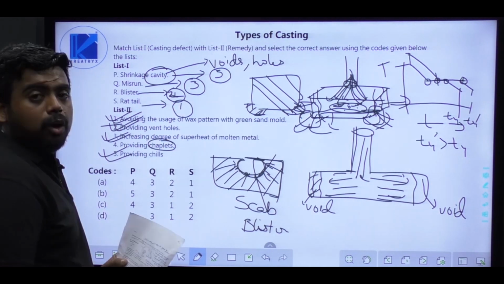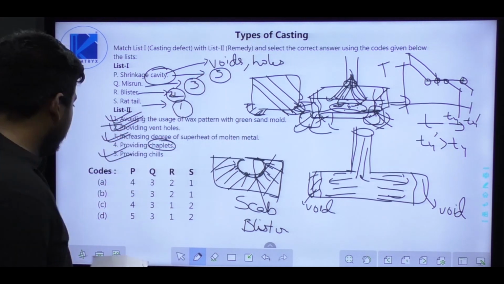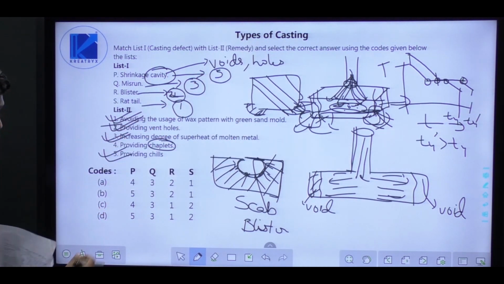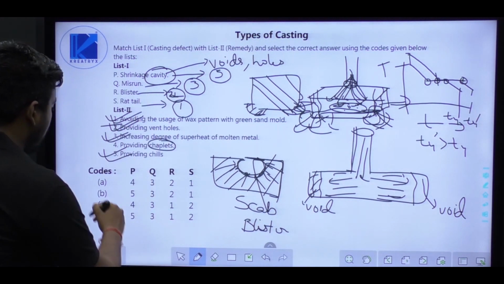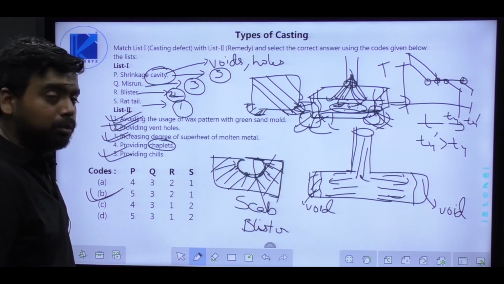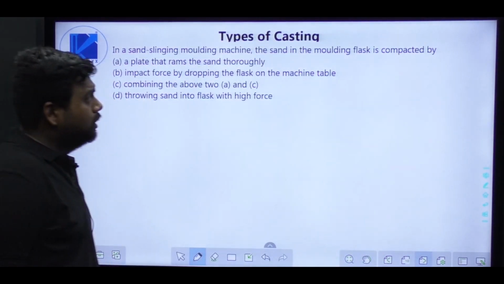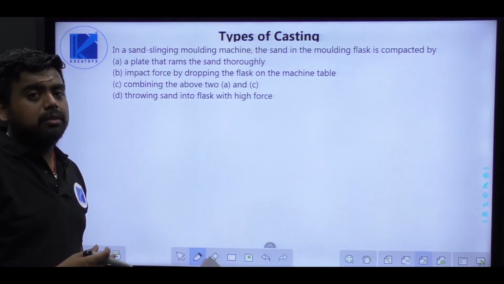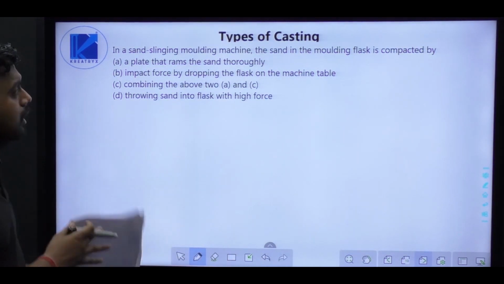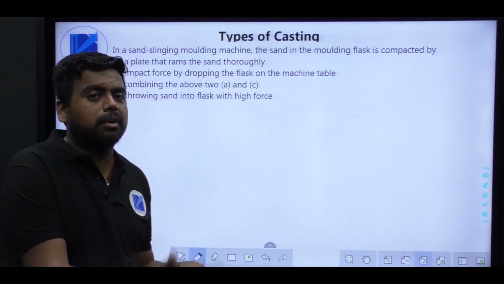So if you look at the answer, 5, 3, 2, 1 is the correct order. So if you look at the options now, 5, 3, 2, 1, option B is the right answer. Now friends, moving to the next question. This is again basically a question which is not exactly types of casting. This is basically dealing with the types of machine molding operation.